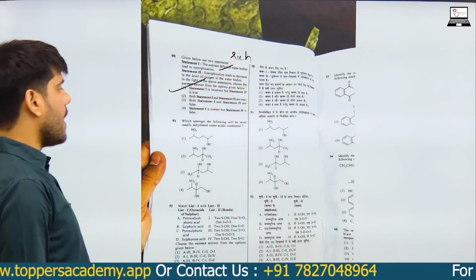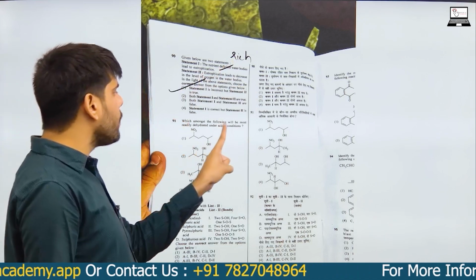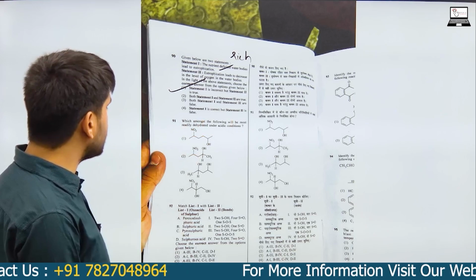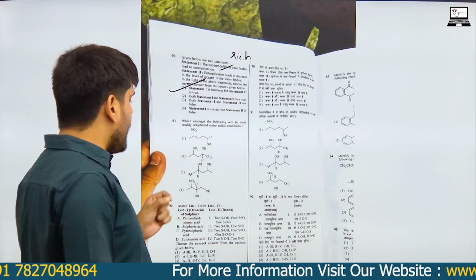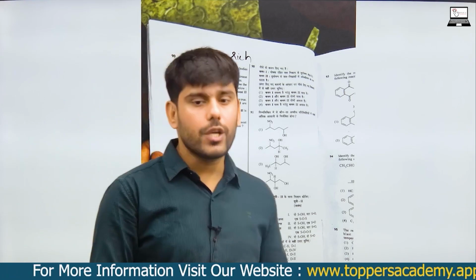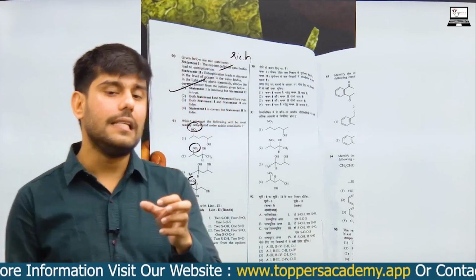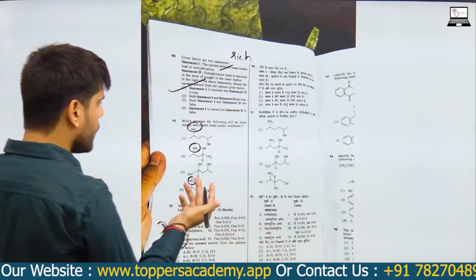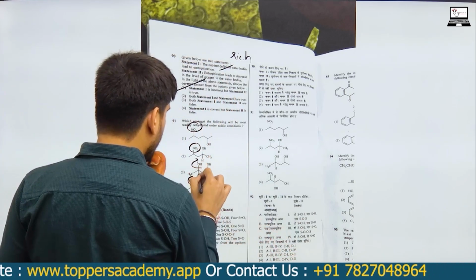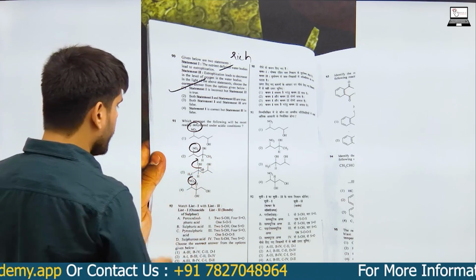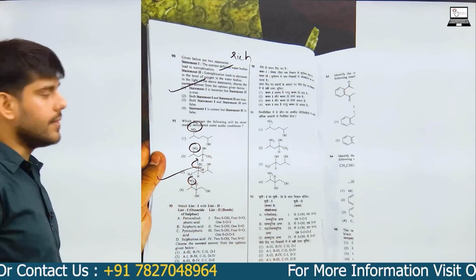C is the right answer. Which amongst the following will be most readily dehydrated under acidic conditions? If you see, in all of these we have the NO2 group, which is an electron withdrawing group, and an electron withdrawing group will decrease the stability of the carbocation. When it is dehydrated, we get a positive charge here, and this is the most stable carbocation, right? Third is the right answer.